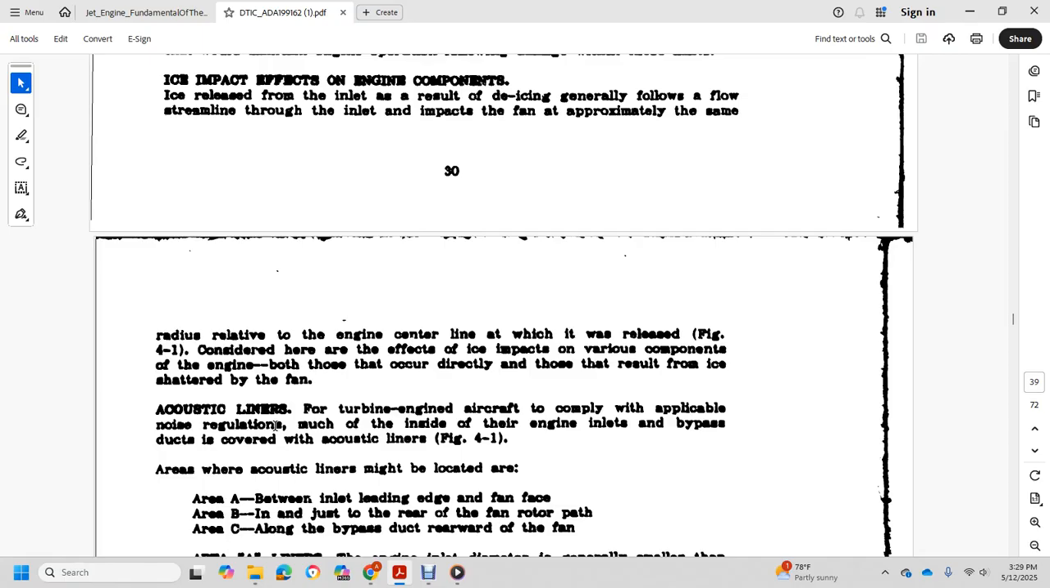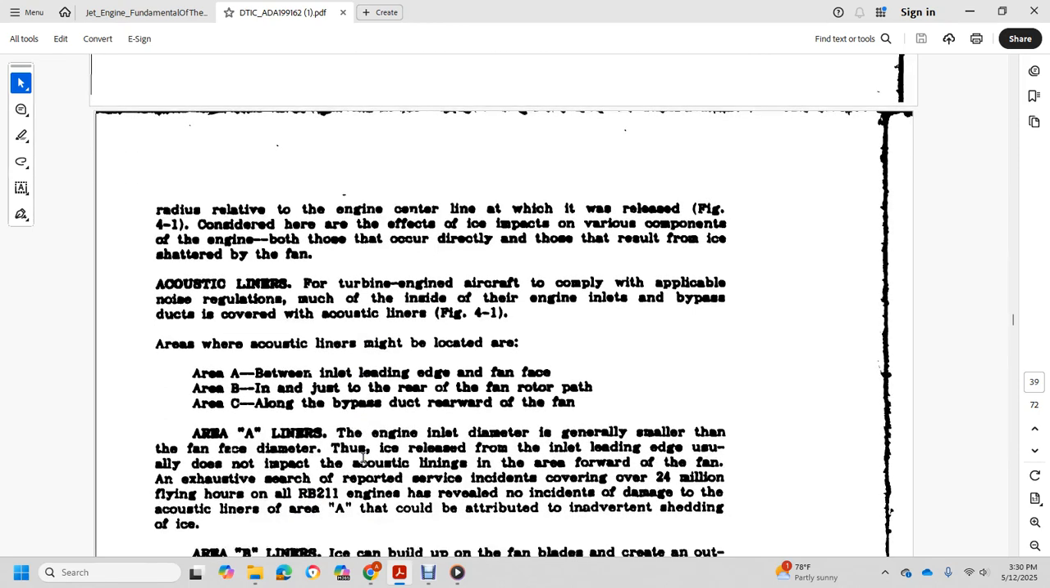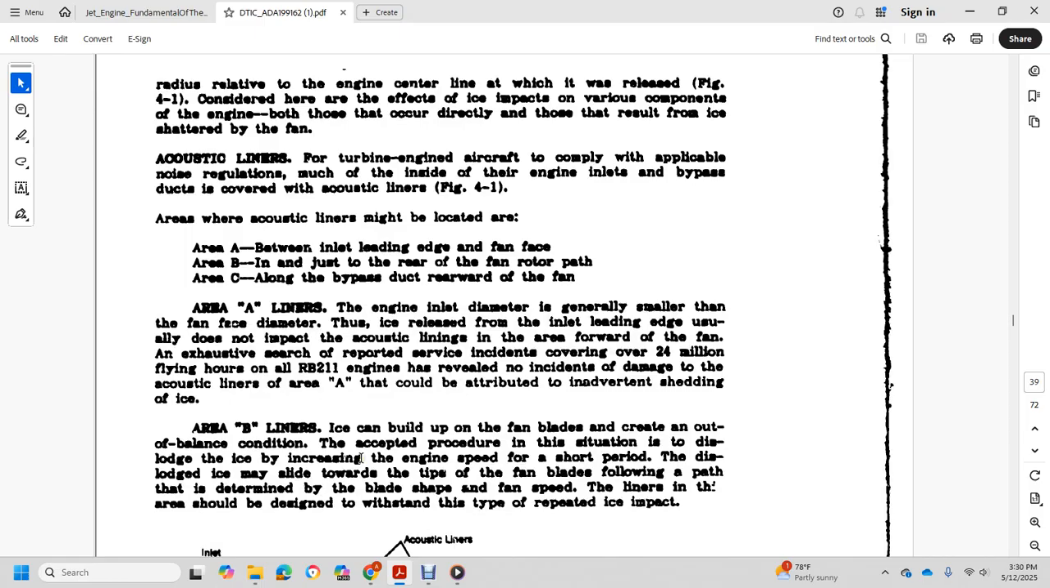Acoustic liners for turbine engine aircraft comply with the applicable noise regulation. Much of the inside of the engine inlets and bypass ducts is covered with acoustic liners. Areas of acoustic liners might be located at area A between the inlet leading edge and fan face, area B in and just to the rear of the fan rotor path, and area C along the bypass duct rearward of the fan. Area A liners: the engine inlet diameter is generally smaller than the fan face diameter, so ice released from the inlet leading edge does not easily impact the acoustic liners forward of the fan.